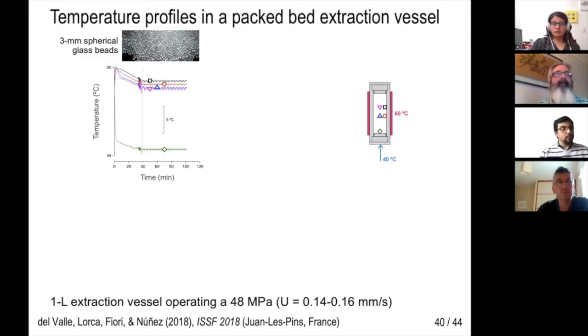When the extractor and its contents equilibrate at 60 degrees Celsius and CO2 is fed at 40 degrees Celsius, there is a vast difference between the temperature at the inlet in green, close to 40 degrees Celsius, and the other positions in the extractor, closer to 60 degrees Celsius. These differences in temperature suggest a swift heat transfer under this heating condition.